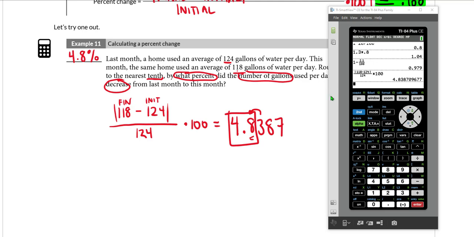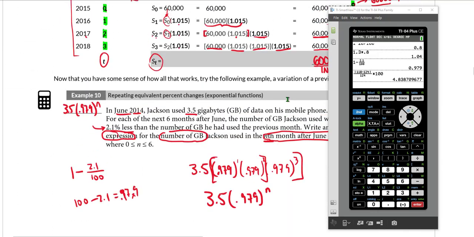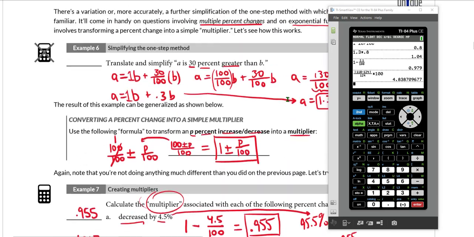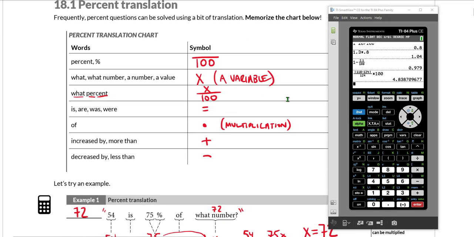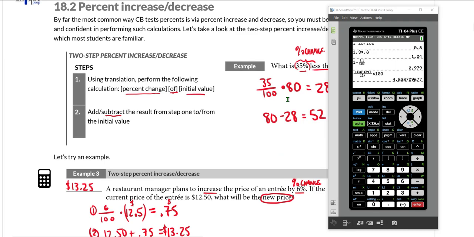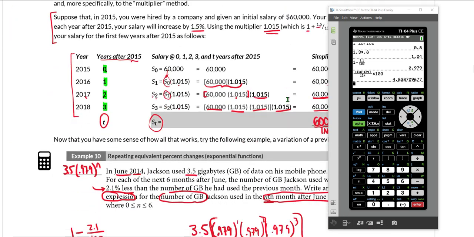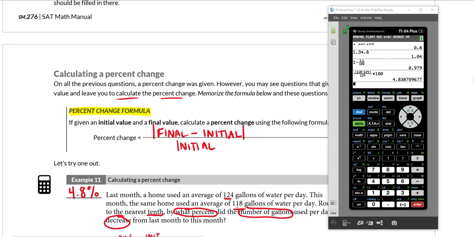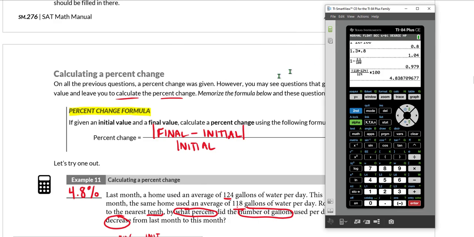Yay me, yay environment, yay percentages. That is it for percentages. Obviously, there are a bunch of things to memorize in this section. Obviously, first to understand them and then to memorize them. You've got to know how to translate percent questions. You've got to know how to create multipliers. You should both know the 1 and 2 step method for percent increase decrease questions. You should have some sense of what exponential functions are, especially when they obviously involve percentages. And then of course you need to memorize change over initial times 100 as your percent increase decrease formula.